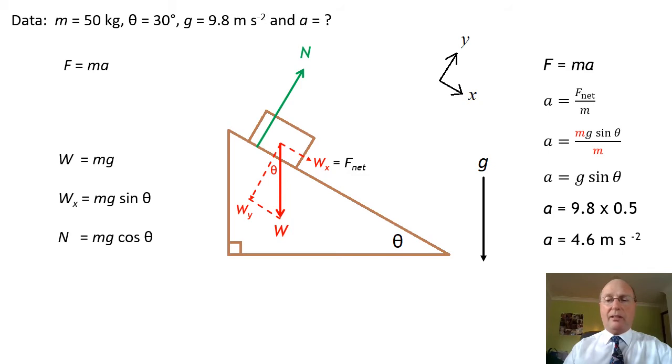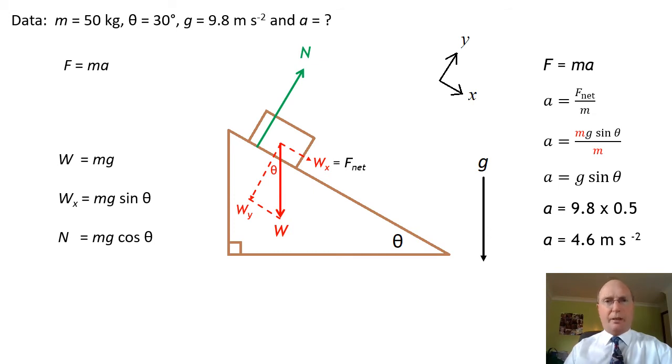The m's cancelling, by the way, is what Galileo discovered: that falling objects, or rolling different objects down an inclined plane at the same fixed angle, all accelerate at exactly the same amount, independent of m. So the angle is 30 degrees, and the sine of 30 degrees is 0.5. So we have 9.8 times 0.5 is 4.6 meters per second squared. That is the acceleration of the mass down the inclined plane.